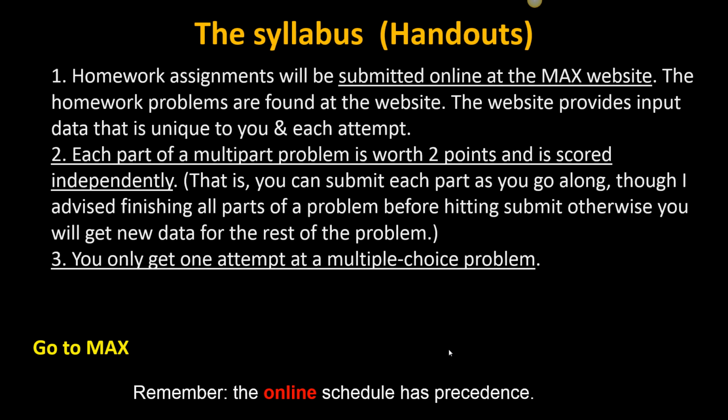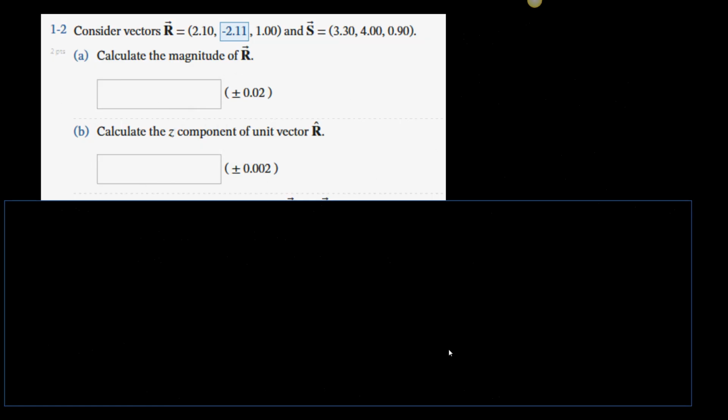Choose wisely. Alright, here's one of the problems that we have to do, and the data that they gave me for my doing of the problem is right here. I've got that the y component is minus 2.11 in the j direction. And one of the questions it asks us to do is to calculate the magnitude of r.